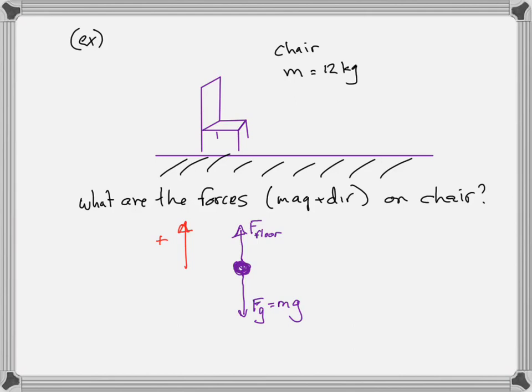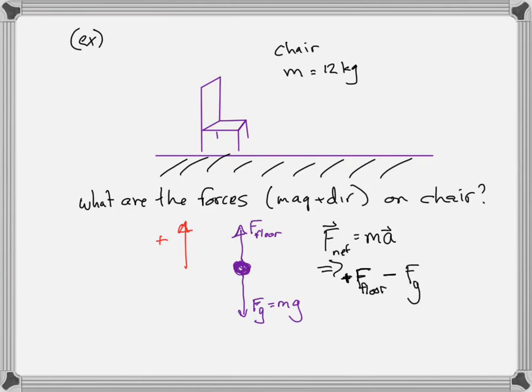And we can go ahead and apply Newton's second law. The net force, the sum of all the forces on the chair, equals the mass of the chair times the acceleration of the chair. Look at the net force. There's the floor force upwards, which, by the way, is a normal force, and the gravitational force downwards. The direction of the force goes before the force, and then this is just the magnitude. So plus F floor minus Fg.